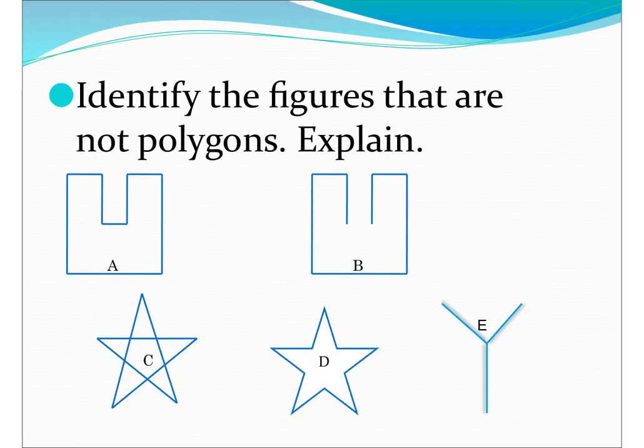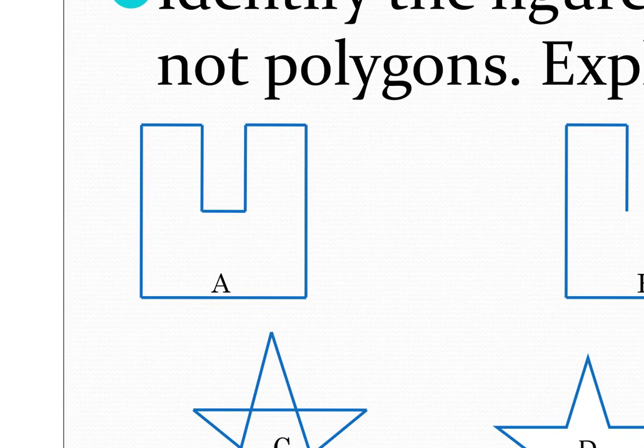We're going to identify which of the figures are polygons and which ones are not. So in example A, would you guys say this is a polygon or not a polygon? Is it closed? Yeah. Do all of its sides connect to 2 other sides? Yes, it satisfies all of the criteria. It is a polygon.